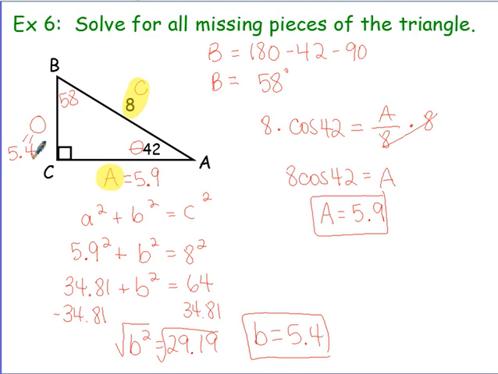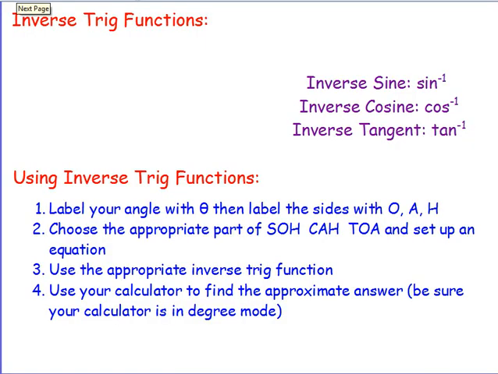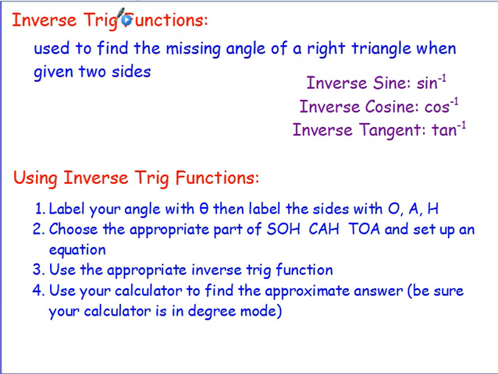So the next thing we need to talk about, and this is the last part of the lesson, is what's called inverse trig functions. So vocab. Inverse trig functions are used to find the missing angle of a right triangle when you are given two sides.